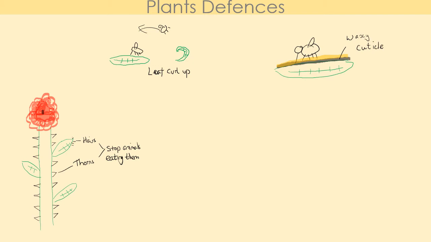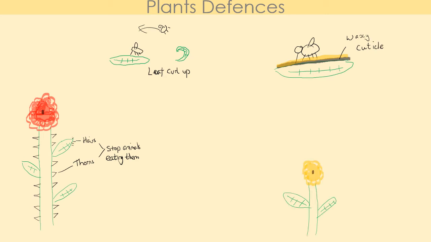So these are all mechanical things that the plants can do. They've got the thorns and hairs to stop animals eating them. They've got the leaves that will curl up to throw insects off, and they've got the waxy cuticle to provide that layer of protection.